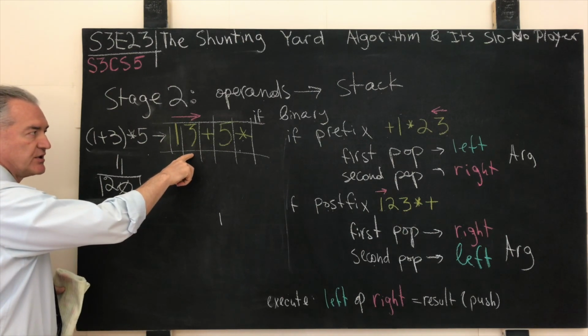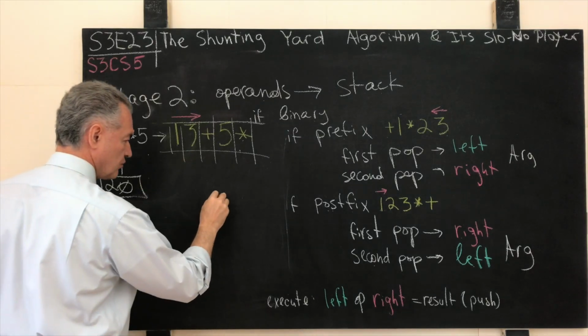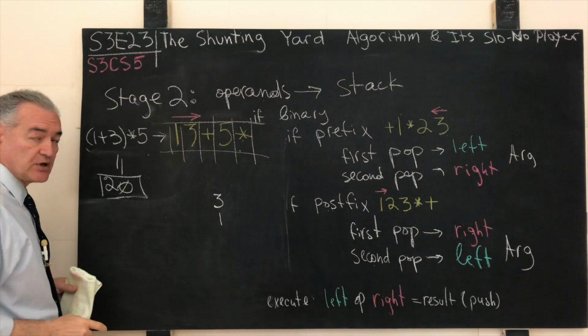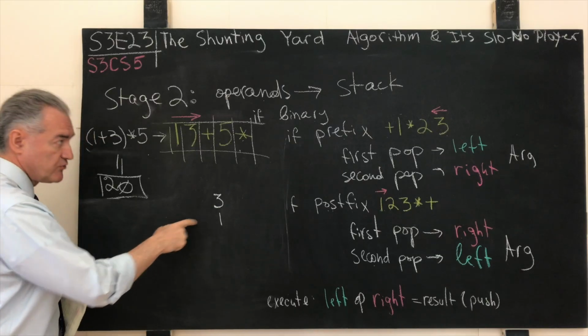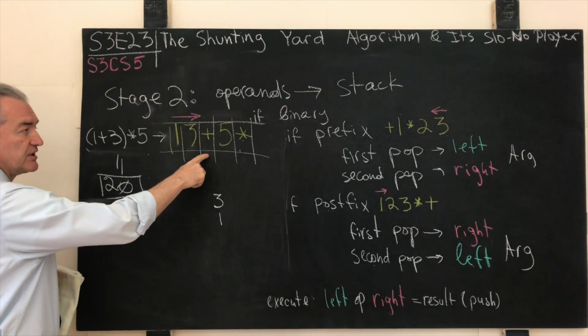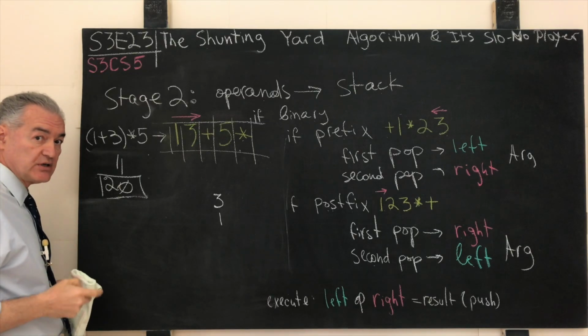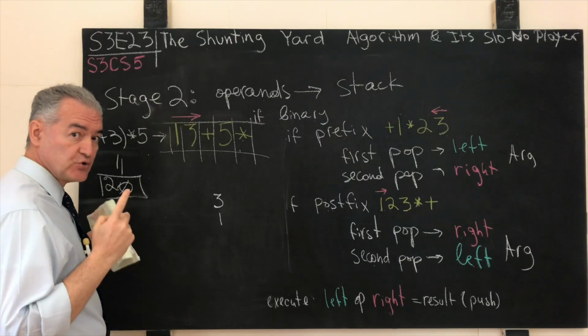The second token is 3. It's an argument, it's an operand. We push it onto the stack. So now we have 3 on the stack. This is what our stack looks like: the top of the stack, the bottom of the stack. What is the next token? It's an operator. What type of an operator? What is the arity of this operator? The arity of this operator is 2. The operator is binary.